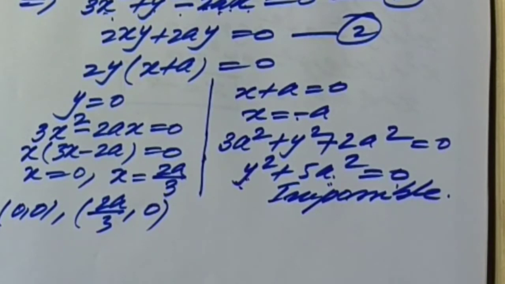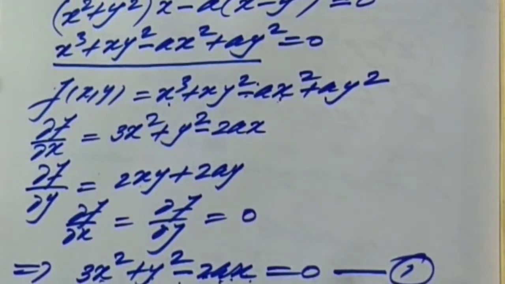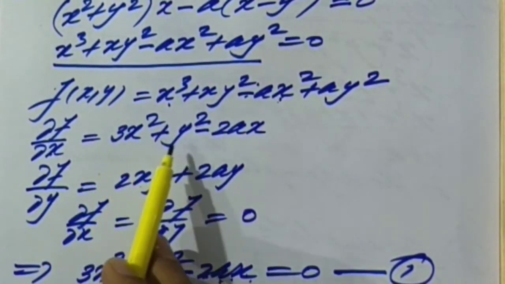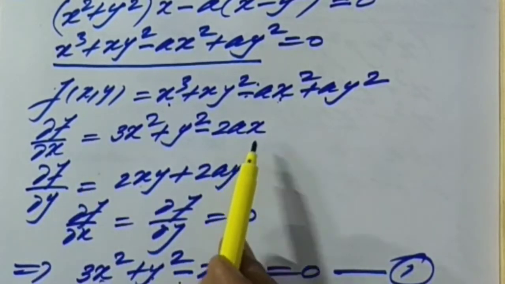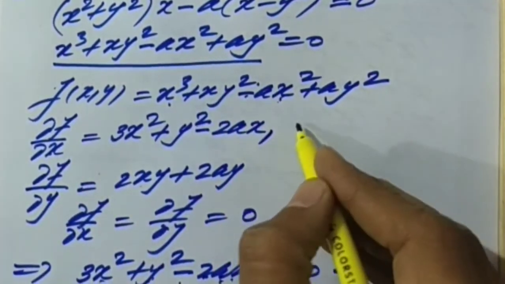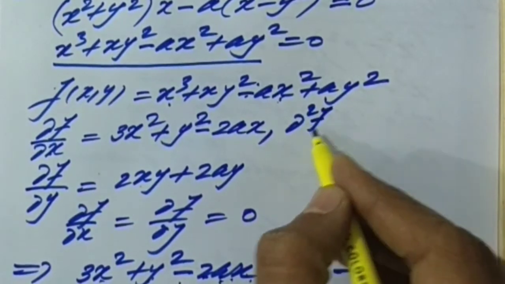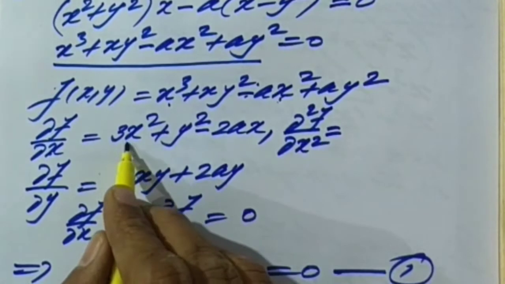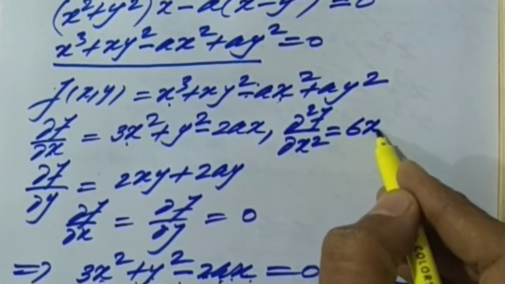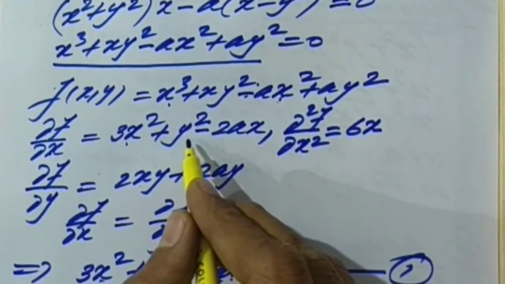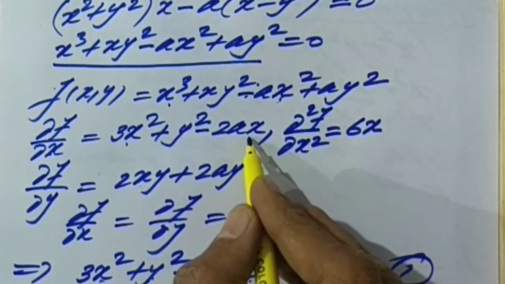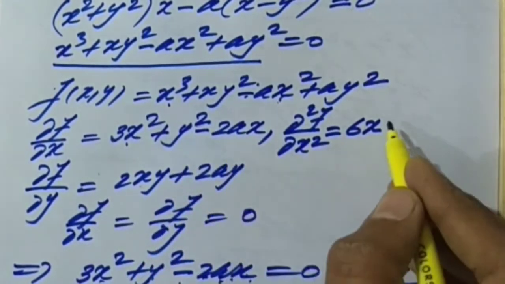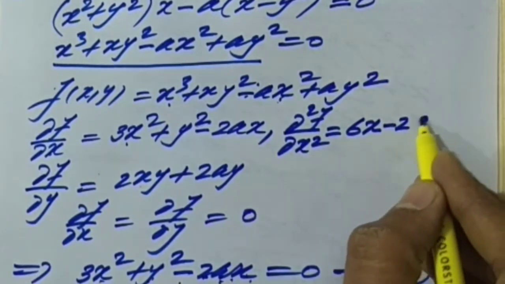Now we have to check the nature of these double points taking second order derivative of these two. So if we differentiate del f over del x with respect to x again, we get del 2f over del x square is equal to first term 6x, second term is y square, so partial derivative of y square is 0, and partial derivative of minus 2ax is minus 2a.